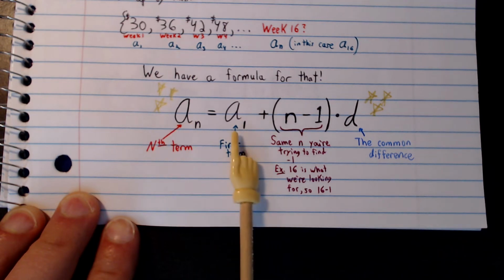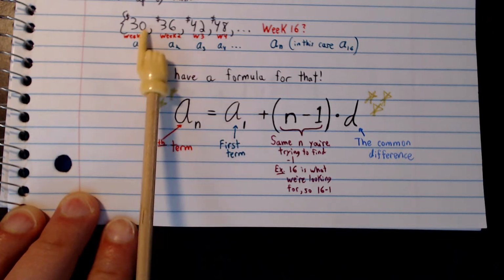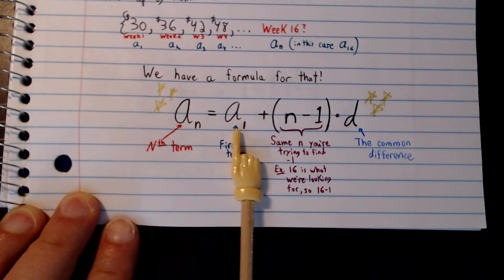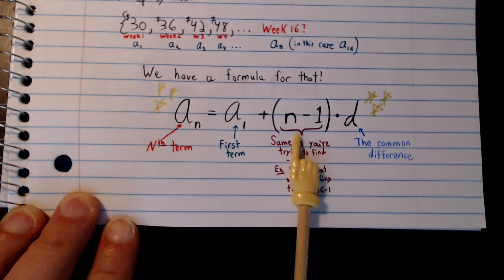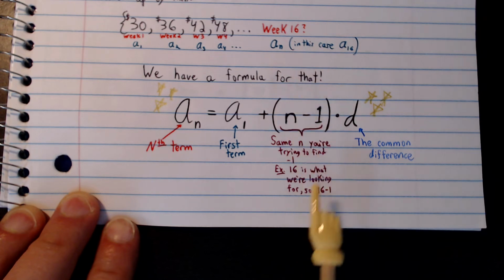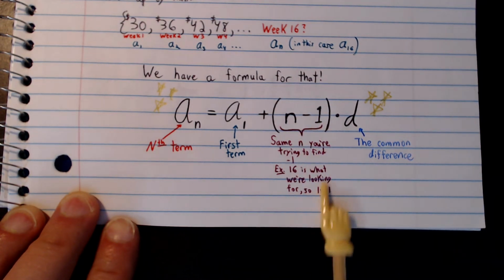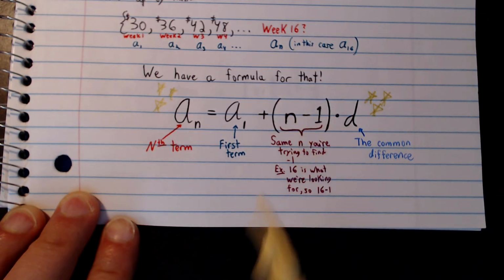We start with the first term in that particular sequence. In this example, we would have 30 plus the number minus 1, that same n that you're trying to find. In the example from up here, we're trying to find 16, so we would be plugging in 16 right here minus 1. So the number that would end up being in here would be a 15.